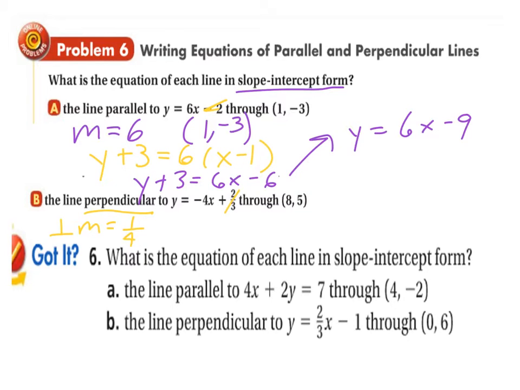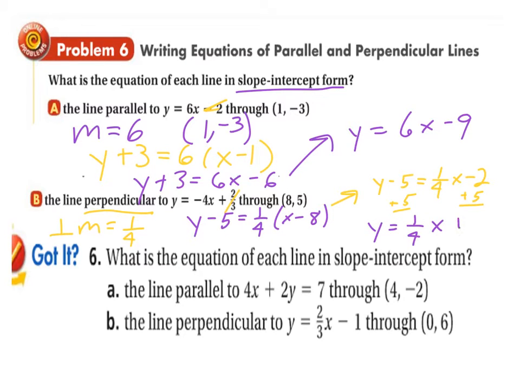But again, it's going to be a little easier to go to point-slope form. So if I do that, we would have y minus 5 equals 1/4 times (x minus 8). Thankfully for us, the 1/4 of 8 will work out nicely. So if we distribute that, we get y minus 5 equals 1/4 x minus 2. Add the 5 to both sides in order to solve for y and get that into slope-intercept form. So y equals 1/4 x plus 3.